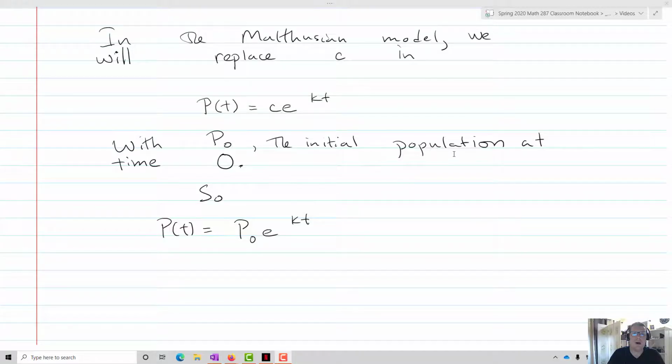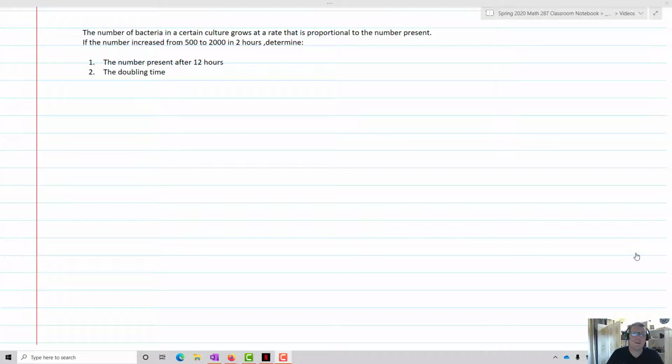So in the Malthusian model, what we'll do is replace C in P of t equals C e to the kt with P naught, the initial population at time t0. So what that'll give me is that P of t is then going to equal P naught e to the kt, where P naught is my initial population and k is the rate of growth for my population. So let's look at a problem using the Malthusian model.